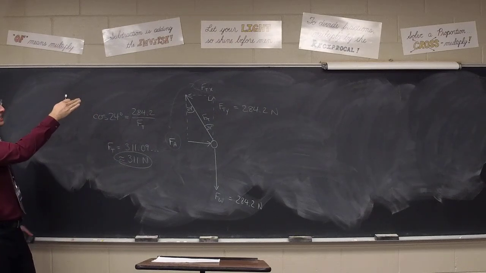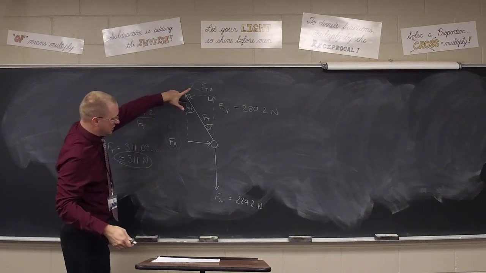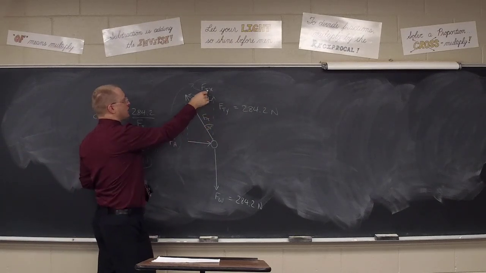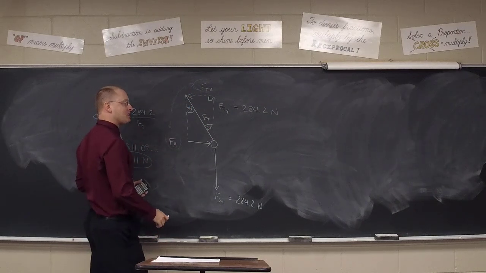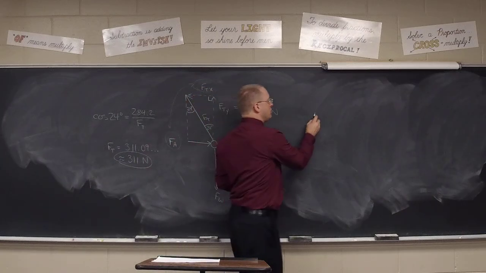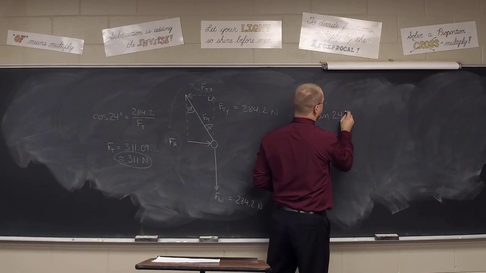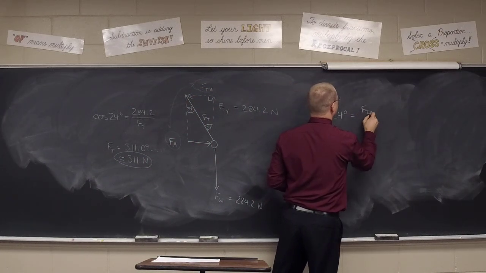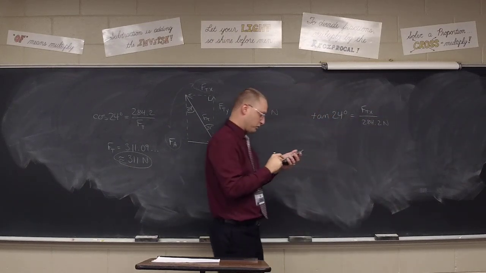All right, so in order to find applied force, I need to find tension in the x. Well, with respect to the angle, class, tension in the x is the opposite. And I know the adjacent, so I should use the tangent of 24 degrees. Say that that's the opposite, tension in the x, over the adjacent, 284.2 newtons. We'll cross multiply.